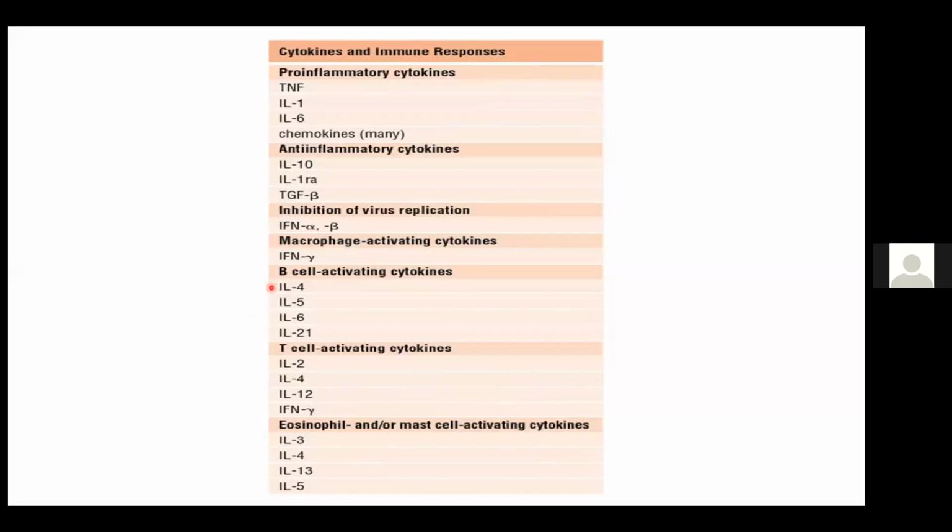And then we have the B cell activating cytokines, so interleukin-4, 5, 6, and 21. And then I think it's even interleukin-13 also activates B cells. Then you have the T cell activating cytokines. Most important is interleukin-2, but interleukin-4 can also do that. So you're seeing pleiotropism of interleukin-4, interleukin-12, and interferon gamma. And then the eosinophil or mast cell activating cytokines, interleukin-3, 4, 13, and 5. These are very important in immunity against helminthic infections and also in allergic immune responses, which we'll come to talk about later.